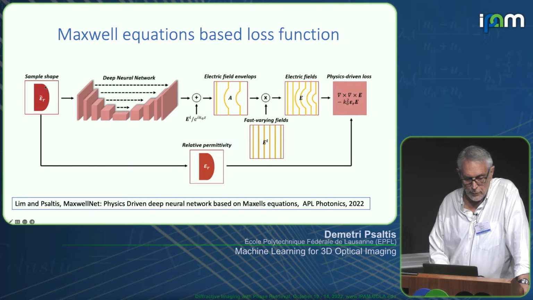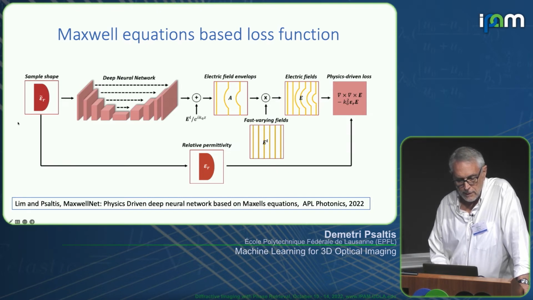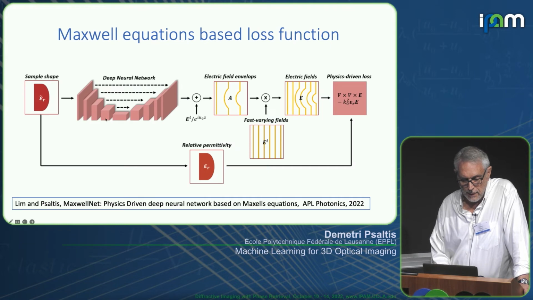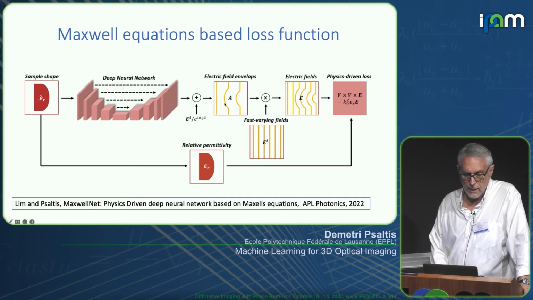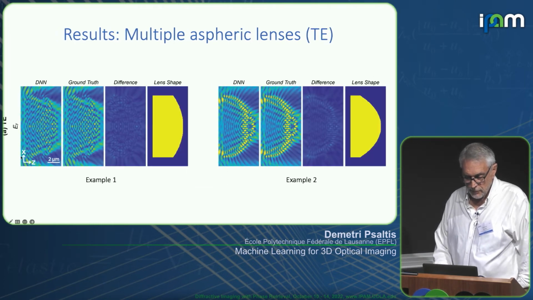So this is the network. You put the index distributions that are in your family of objects. The network predicts the slowly varying envelope. Then we add the incident field here to create the full field. That same index is also contributing to the loss function, because the dielectric constant is part of the loss function in the Maxwell's equation. And you calculate that, and using error backpropagation, we can train the network to behave like a high quality, hopefully a good quality, field calculator given an index distribution.